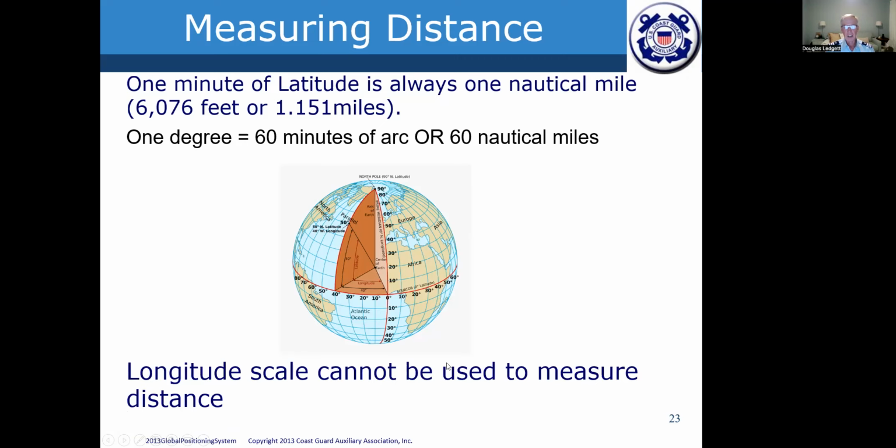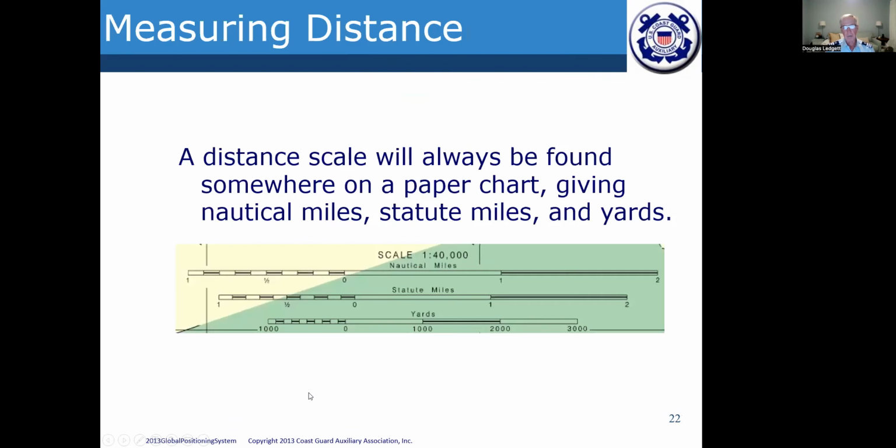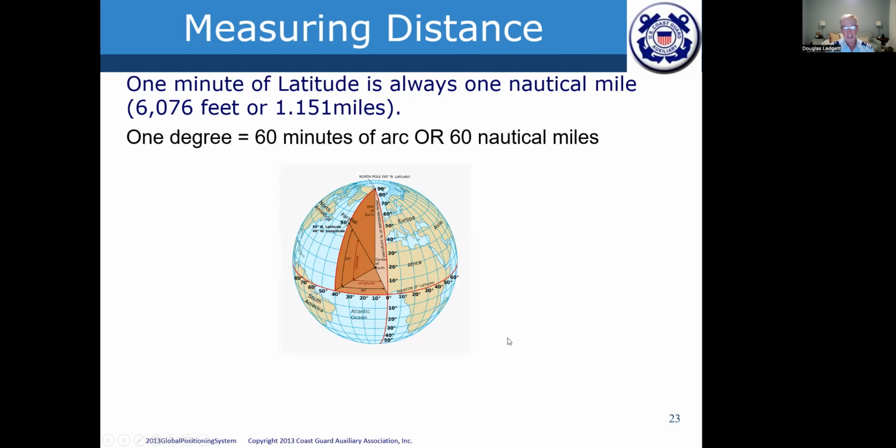Longitude scale should not be used to measure distance. We have scales on our charts back up here that are both latitude and longitude, but if you're measuring distance, you should always use the latitude scales, not the longitude scales, because they're not as accurate.